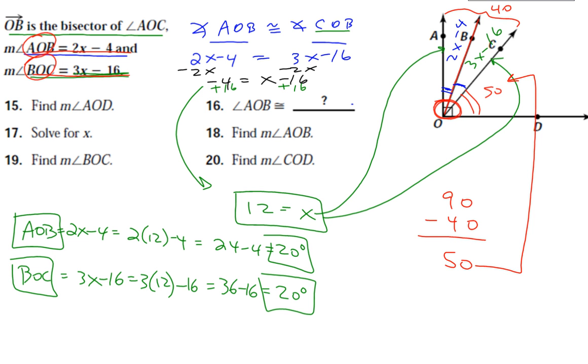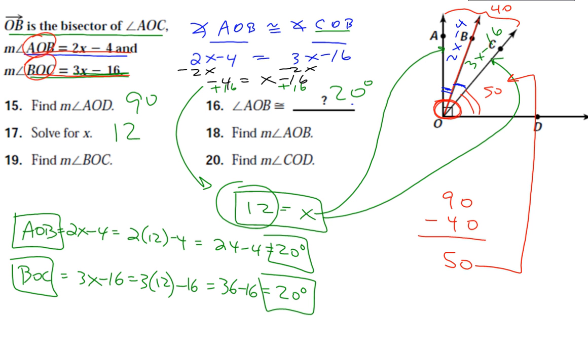At this point, you can answer any question they throw at you. Find the measure of AOD. Well, that was simple. I know that that's 90 degrees. It's a right angle. Find the measure of AOB. It's right in front of me. That is 20 degrees. Solve for x. Well, I would not have been able to answer the previous question if I hadn't solved for x already, and x is equal to 12. We did that right over here.